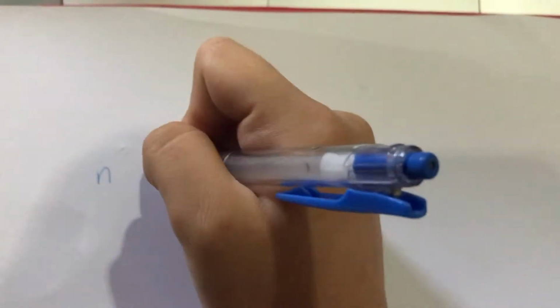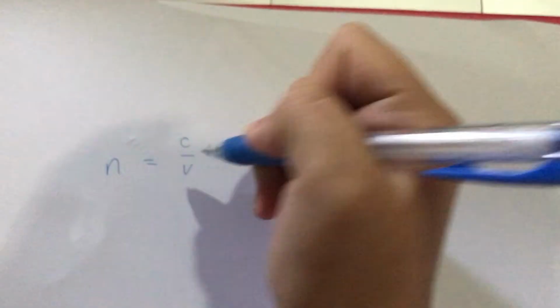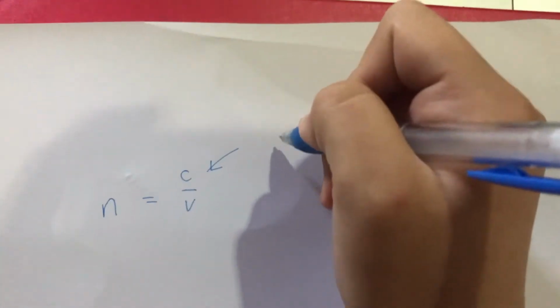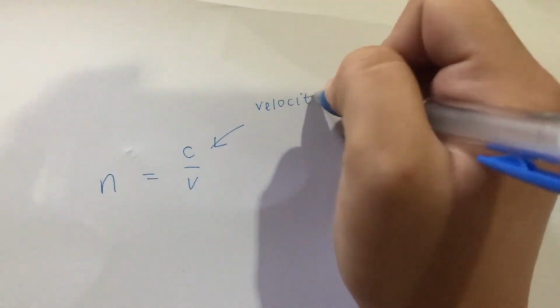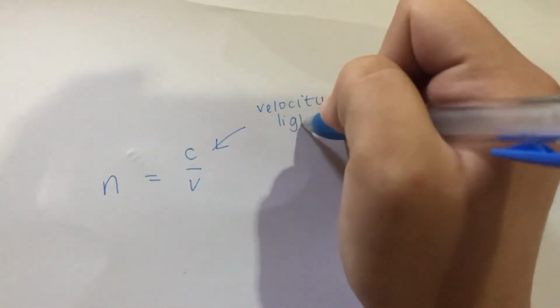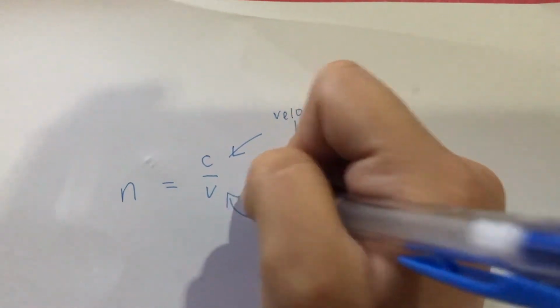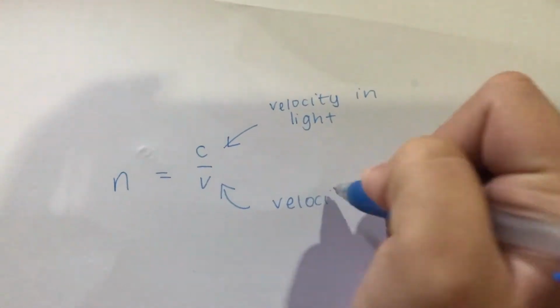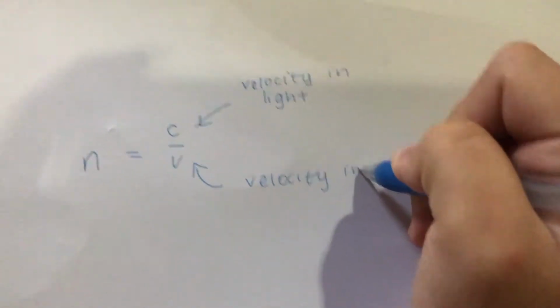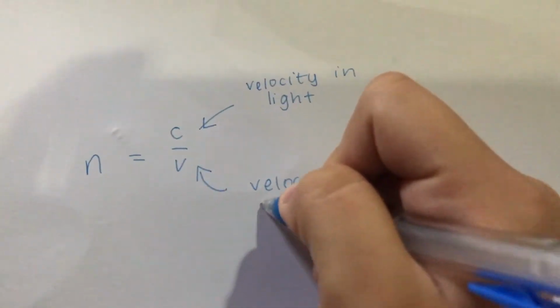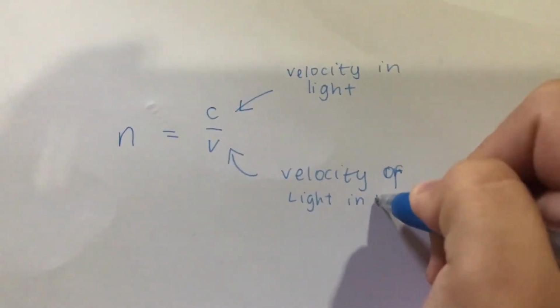The refractive index of a medium is indicated by the symbol n and is defined as the ratio of the speed of light in a vacuum over the speed of light in a medium. The amount of transparent medium decreases the speed of light. Here the formula is n equals c over v.